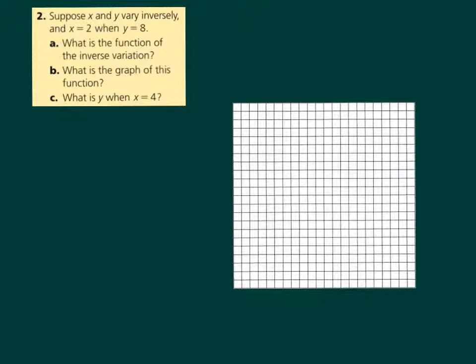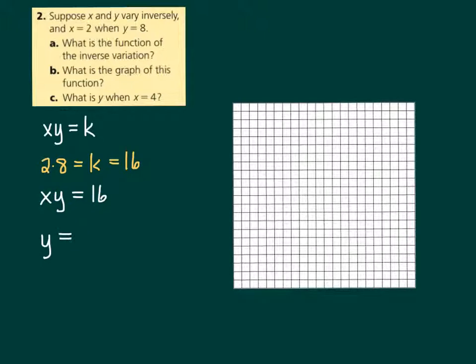Suppose x and y vary inversely, and x is 2 when y is 8. So right off the bat, I'm going to say inverse variation means x times y equals k. They tell us x is 2 when y is 8. So what is k? 16. So we know that x times y needs to be 16. So what is the function of the inverse variation? We want to take this right here, and we are used to having y equals. So y equals 16 over x. So that's part A.